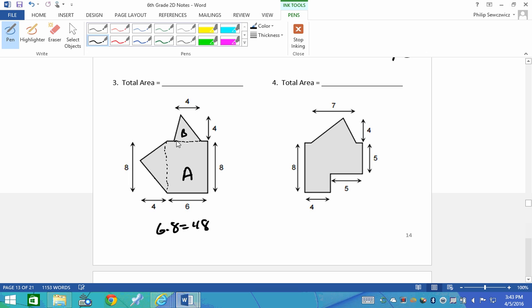I'm going to call this one region B. So there's my base, there's my height. The base here, going from left to right, you can see that's a 4, times the height up and down, which is also a 4, and divide it by 2. So 4 times 4 is 16. Half of 16, yep, that's an 8.